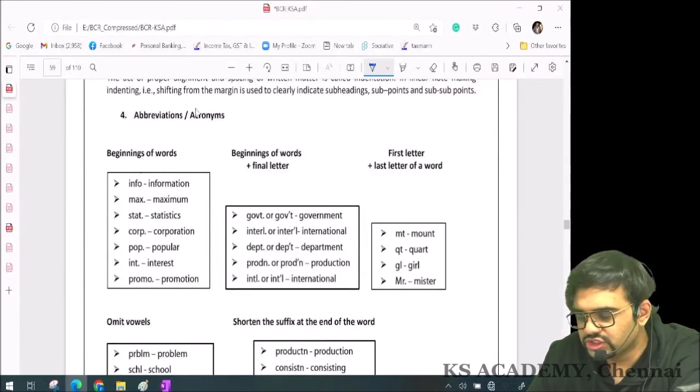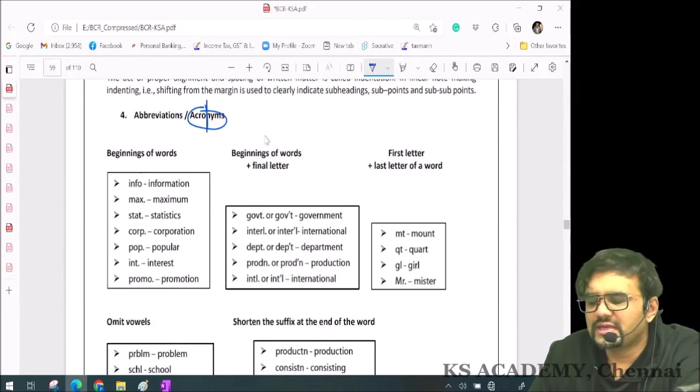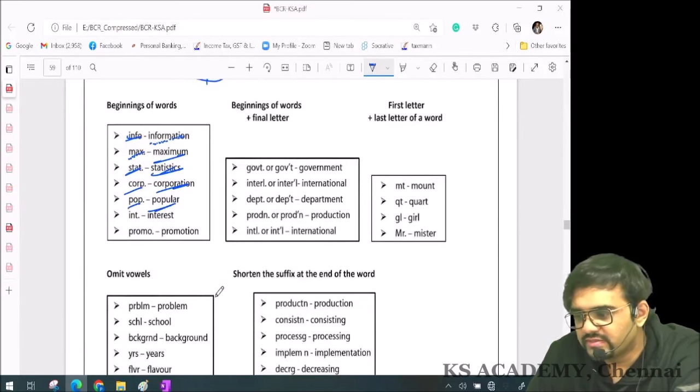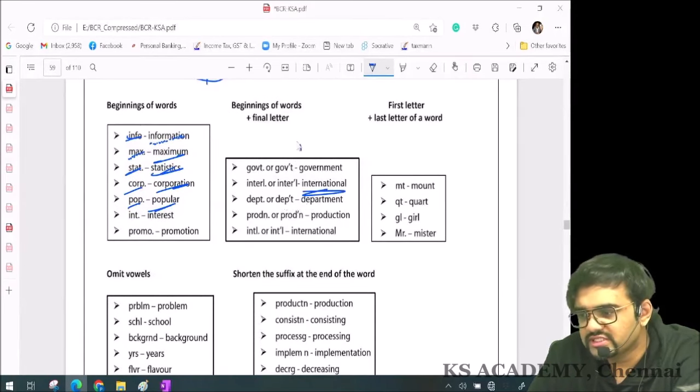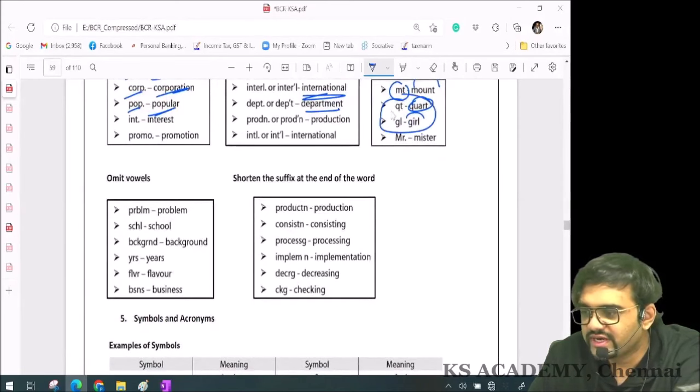Abbreviation is nothing but the shortened version of longer words. That is called an acronym, a shorter form of a longer name. For example, information can be written as info. Your wish, it's one of the ways of writing. Maximum can be written as max. Statistics as stat. Corporation as corp. Popular as pop. Government can be GOVT. International can be INTL. Department can be DEPT. Or it can be the first and last letter if you want. Mount, MT. Court, CT. Mr. is MR. All these things.